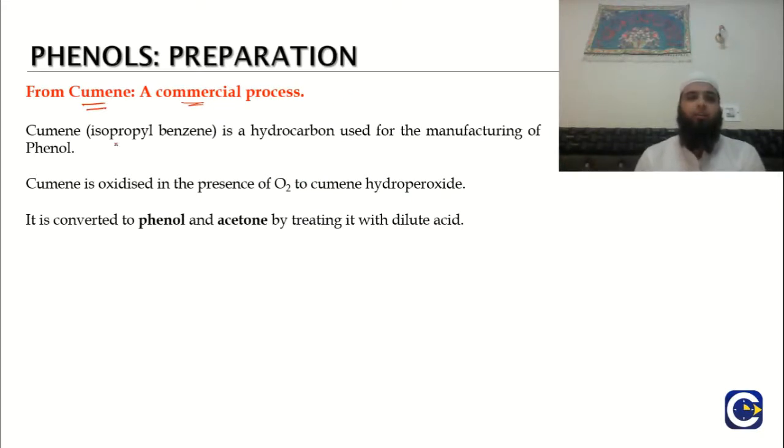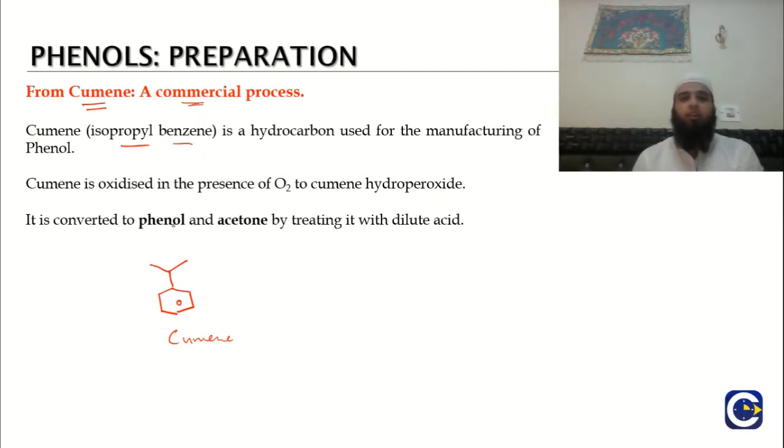It's a commercial process which is used for the preparation of phenol on a very large scale. Cumene is actually isopropyl benzene. Isopropyl benzene looks something like this: benzene which is attached to the propyl group. We call it cumene, and chemically it is isopropyl benzene. It's a hydrocarbon and it's used for the manufacturing of phenol on a large scale.